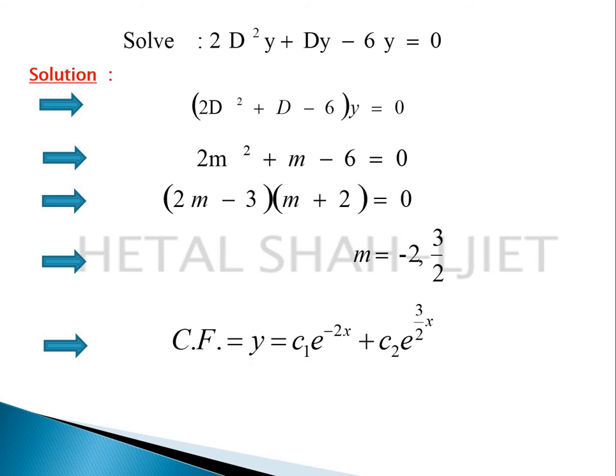Now both roots are real and distinct. So as per the first case, the complementary function, or we can say the solution, is c1 e raised to the first root, that is minus 2x, and c2 the second root, that is 3 by 2x. Okay, you can also write it as c1 e raised to 3 by 2x plus c2 e raised to minus 2x.